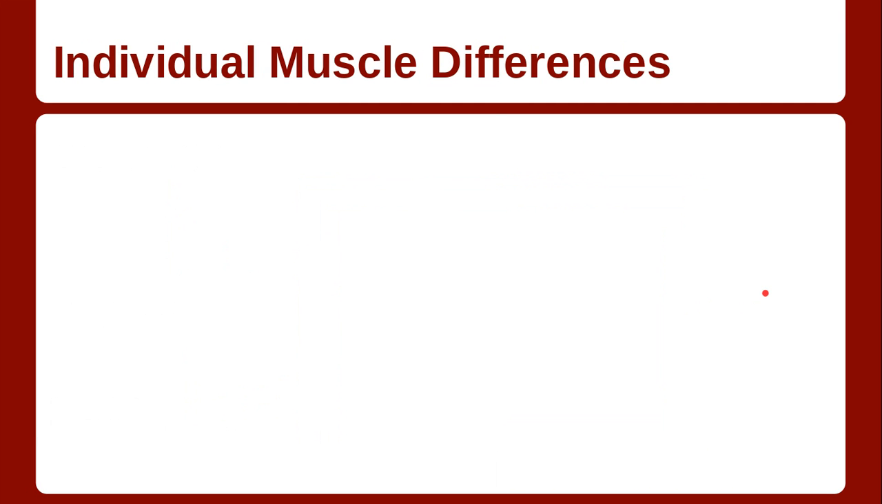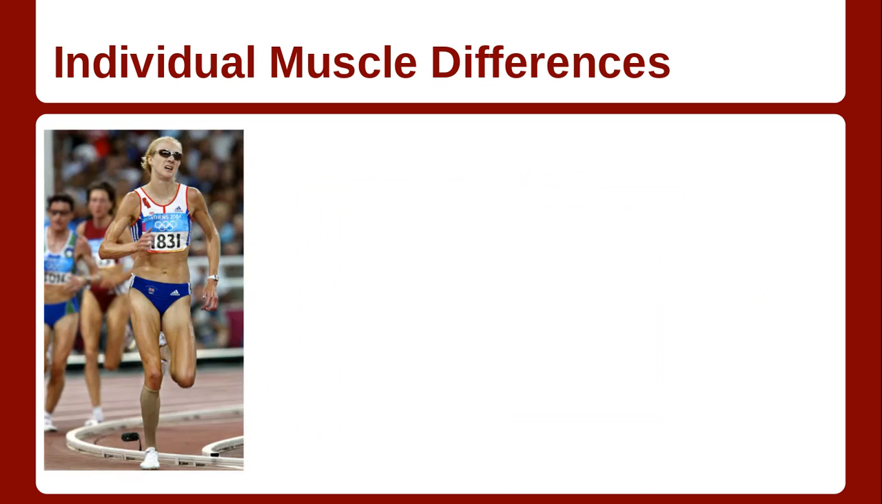Okay, so individual muscle differences. By this we mean that different athletes have different proportions of muscle fibers. Every athlete will have some of all of them, but different athletes will have varying amounts depending on the activity they are suited to, or they're suited to because of those amounts of fibers.